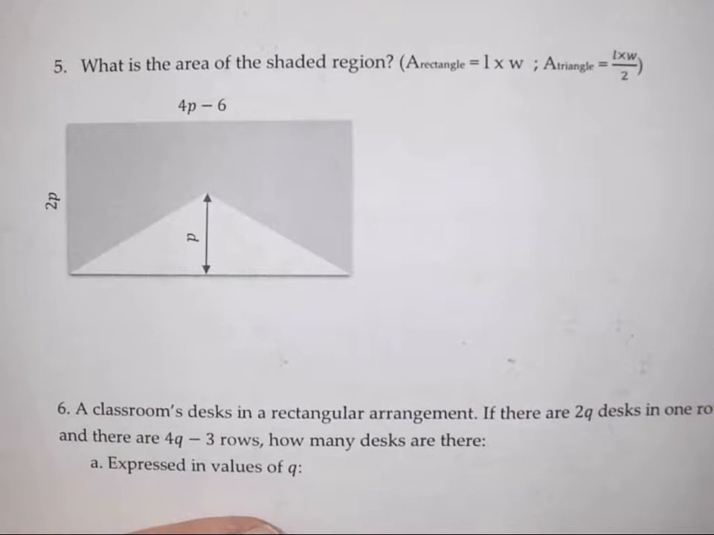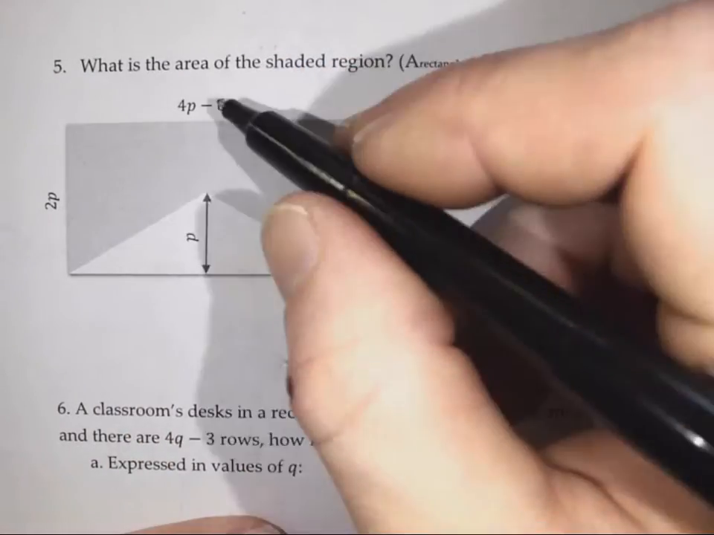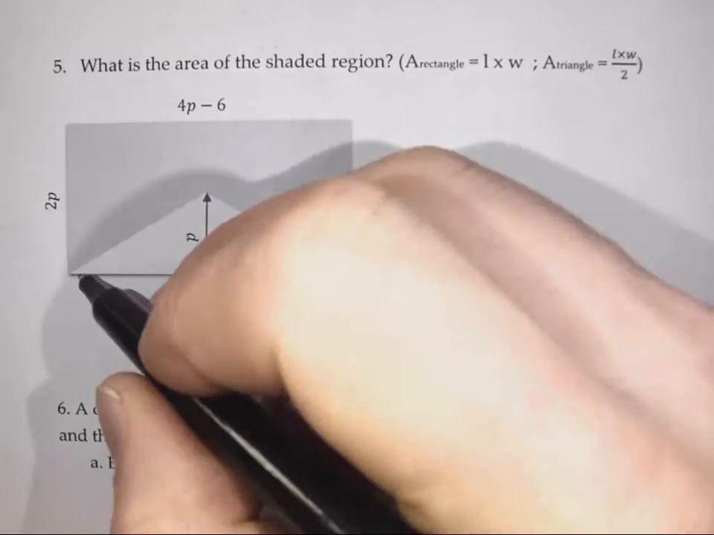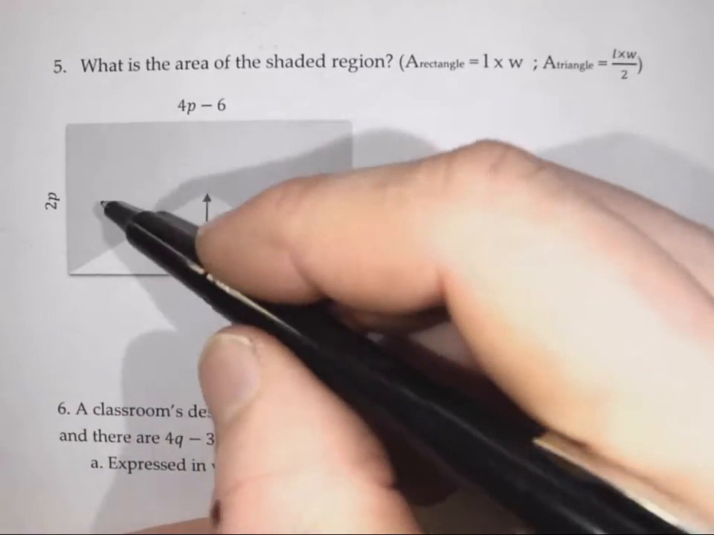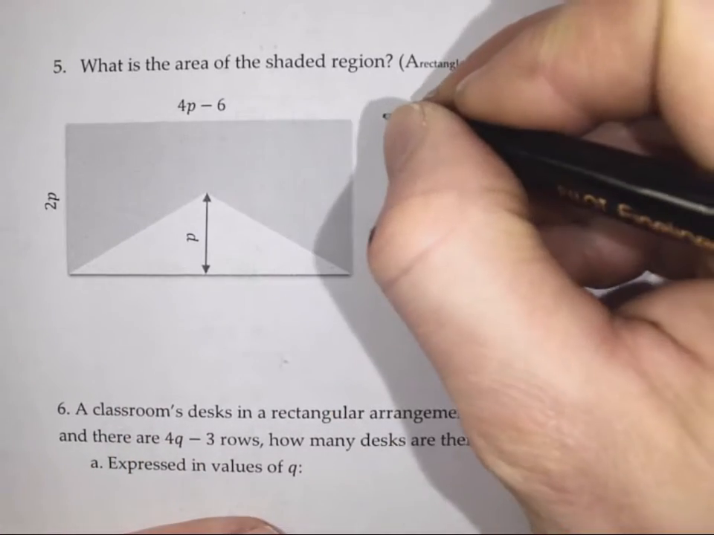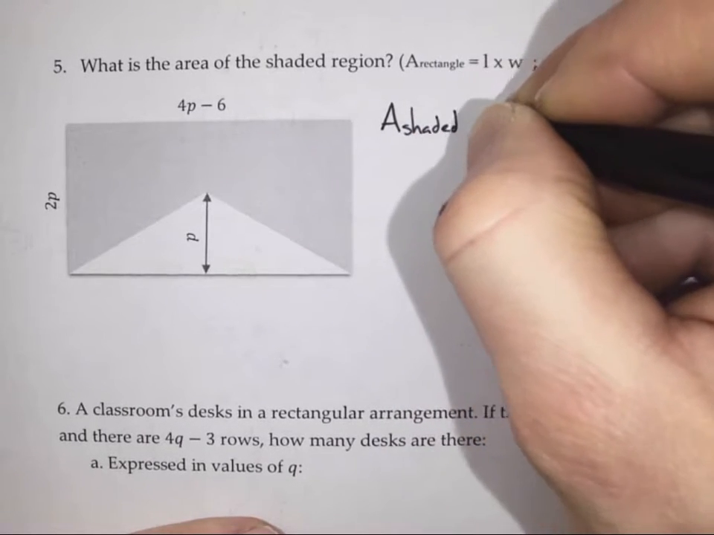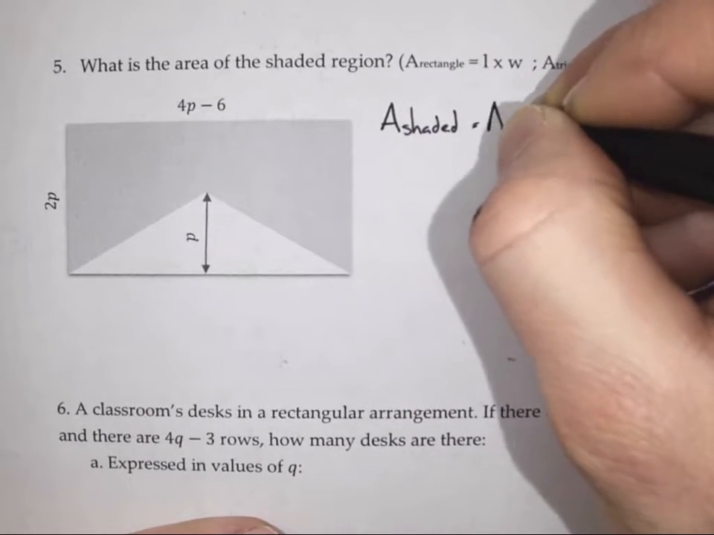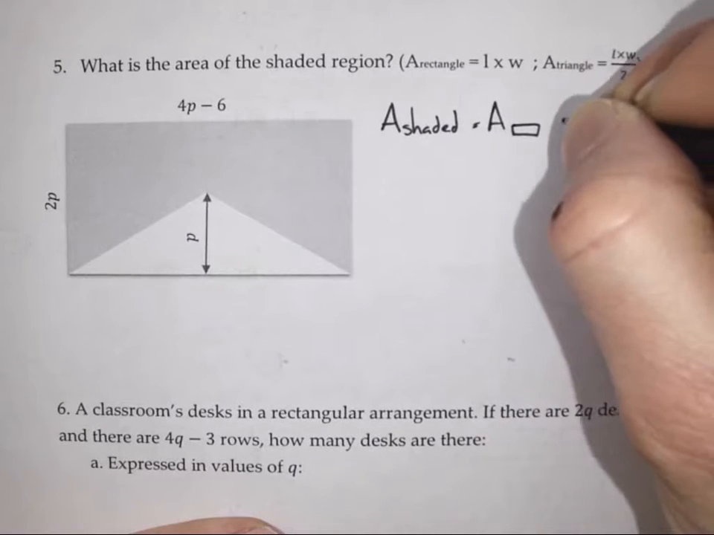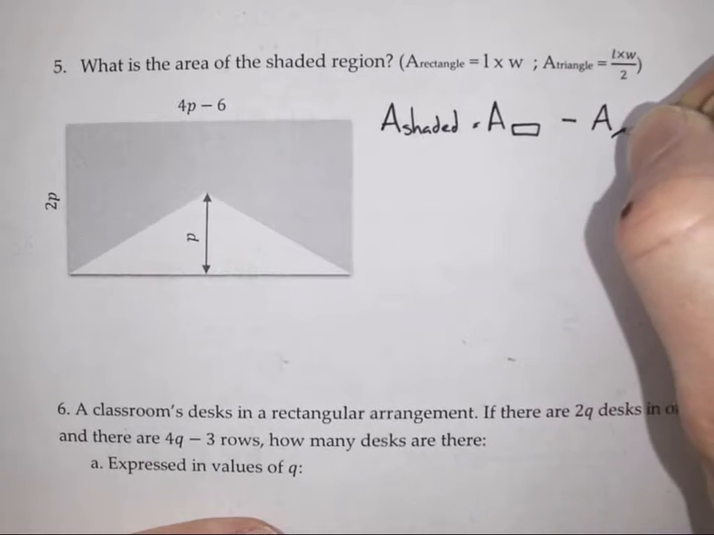Okay, area of the shaded region. So I've got a rectangle here, and I've got a triangle in here, and I only want the shaded region in here. To find that, I'm going to find the area of the shaded region, which is going to be the area of the rectangle minus the area of the triangle.